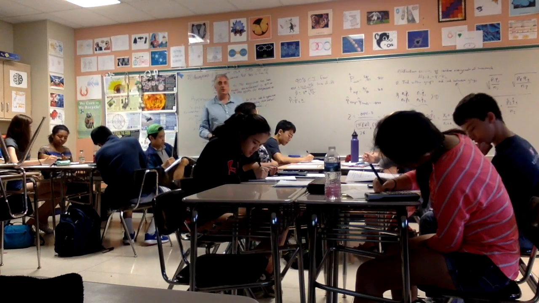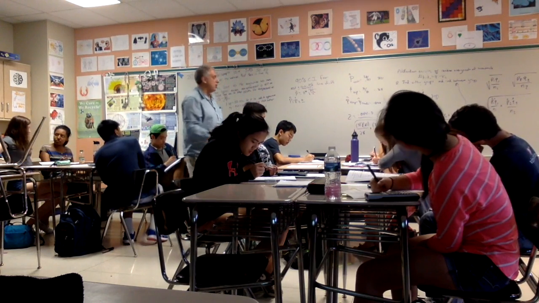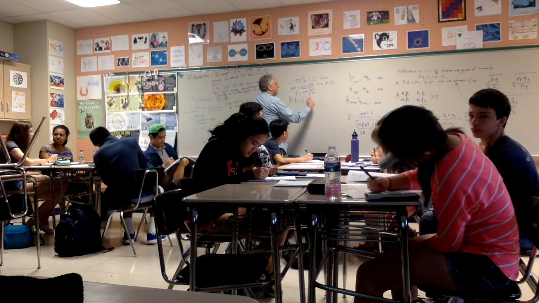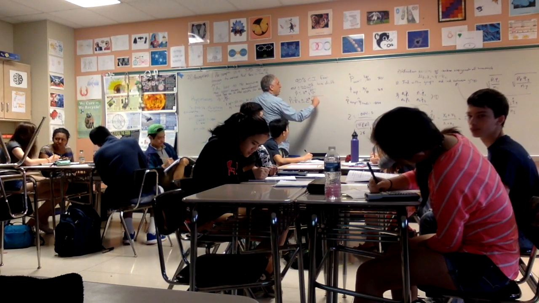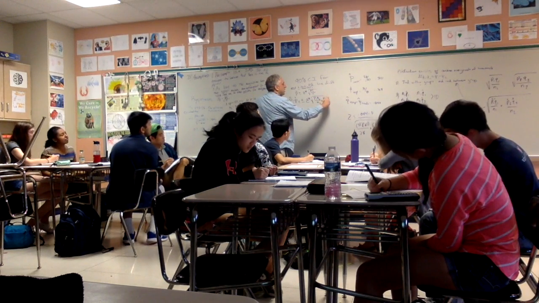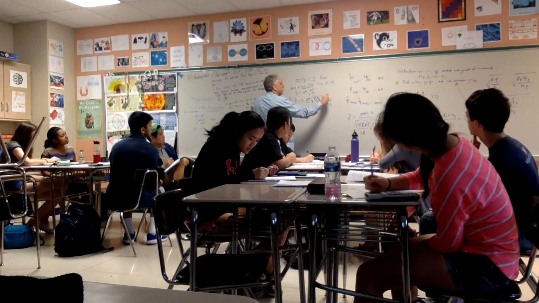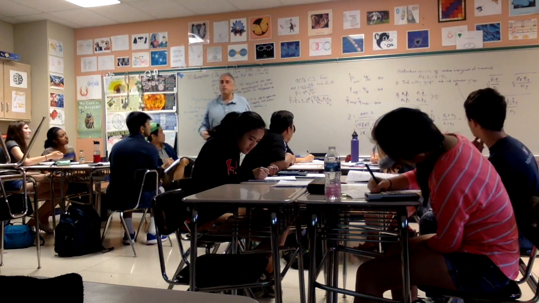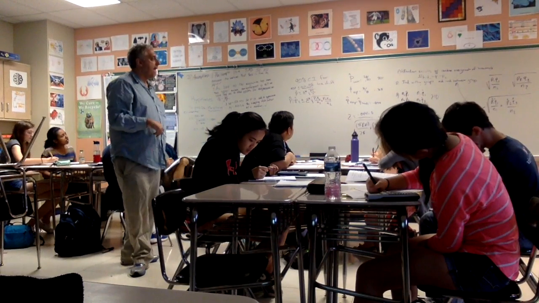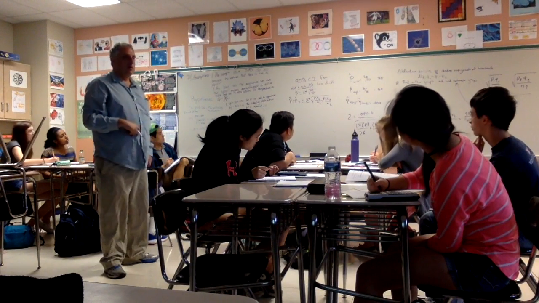Plus or minus z star, and that's going to stay the same, right? Square root of p1 q1 over n1 plus p2 q2 over n2. What should I use for those p's? Should I use p hat pooled now? Yeah. Why not, Annie?